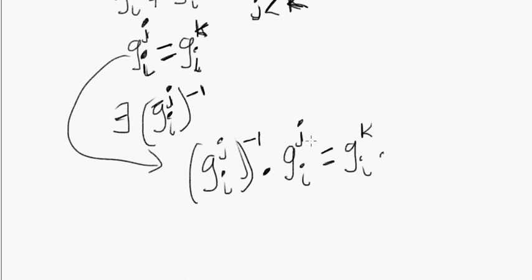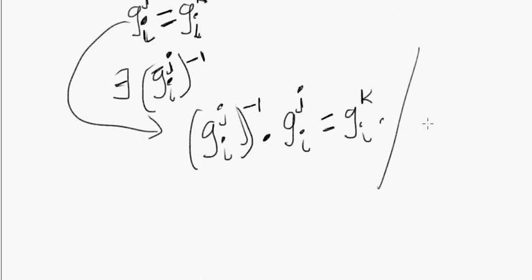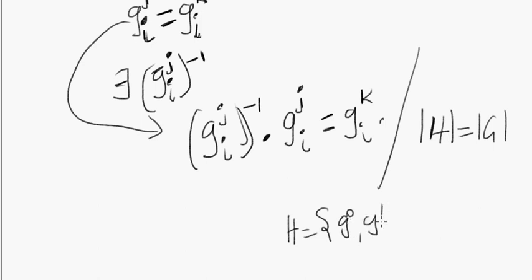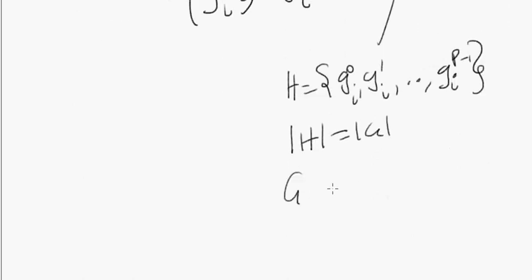So we just ran out of time. Please try to see if you can prove that the order of H actually equals the order of G. And here H is being taken to be g sub i to the 0, g sub i to the 1, all the way up to g sub i to the p minus 1, okay? Is this enough? Can we conclude that the order of H equals the order of G? And if the order of H equals the order of G, what does that tell us about the group G?